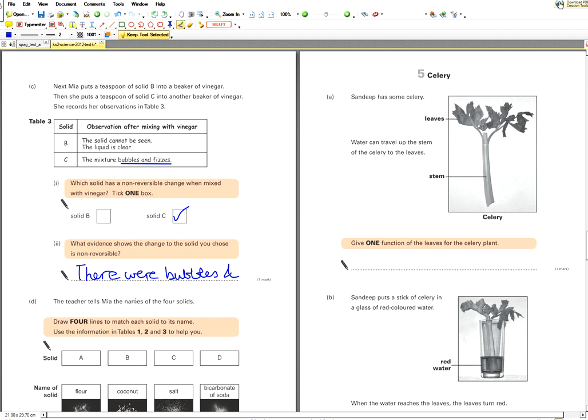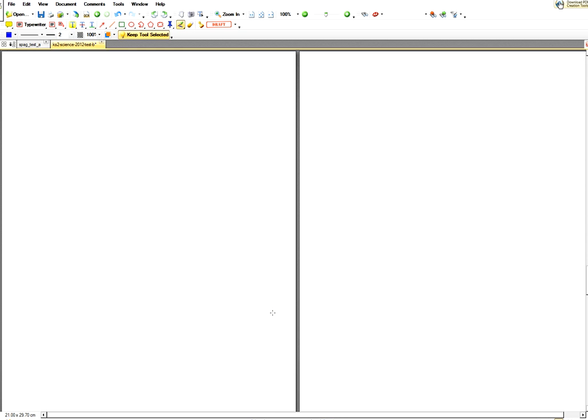Not bubble and squeak. Fizzy drink. Drink, full stop. So I wrote down there were bubbles and fizzing. Oh, but there were bubbles and fizzes. Okay, right. Someone's getting excited and finding that.